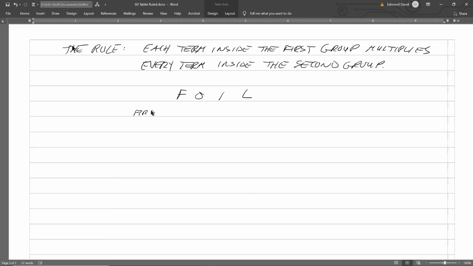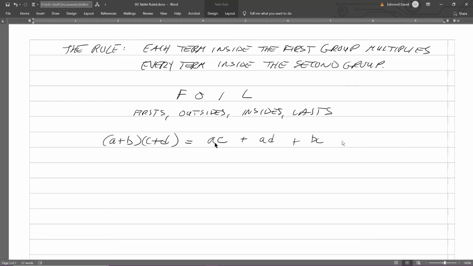I guess I have to say something about FOIL. You probably learned to multiply two binomials like a plus b times c plus d using FOIL. Firsts, outsides, insides, lasts, giving ac plus ad plus bc plus bd. Now, this result is correct, but notice it is exactly what you would get with the rule we discovered in this video. So if the result is the same, why should you care?